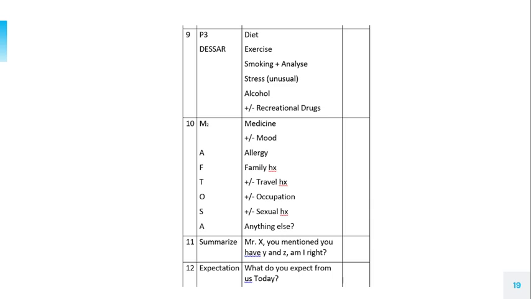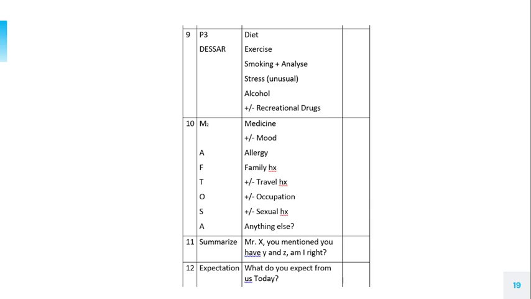And then summarize. Mrs. Smith, you have mentioned you have dizziness and probably something else, and that your GP changed your medication recently. Am I right? So you actually tell the patient, I just like to summarize everything you've told me. You've mentioned that you have X, Y, and Z. Am I right? And the patient says yes.